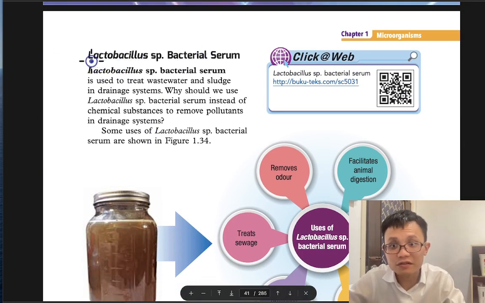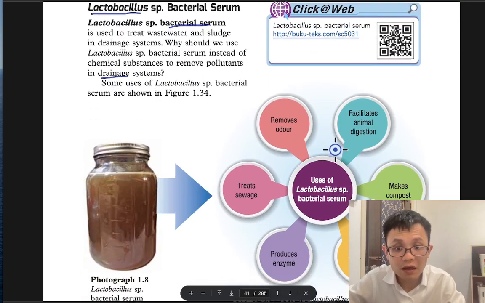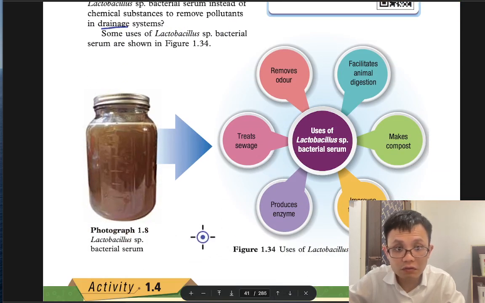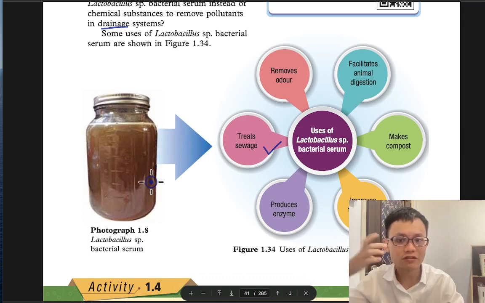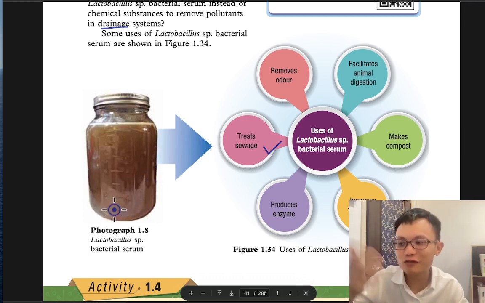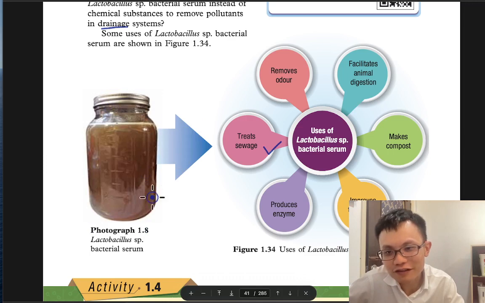Okay, lactobacillus. Of course this is a good bacterial serum. How to use it? You can use it in the drainage system. You can buy this and put it in the sewage, in our longkang. Sometimes the longkang is very smelly, so you can go to Shopee. Now everything you can buy on Shopee or Lazada. I think Shopee and Lazada should give me some money to promote them. You can go to Shopee or Lazada and buy this.